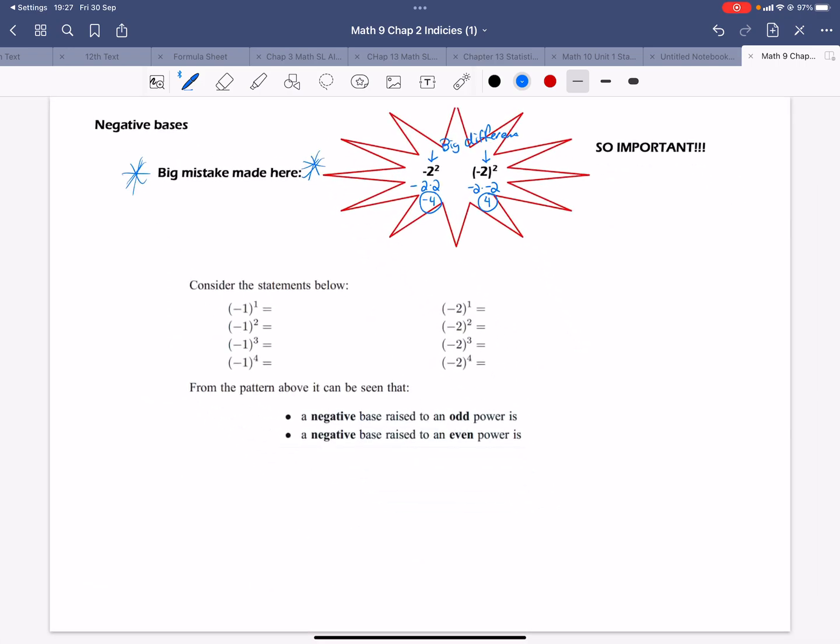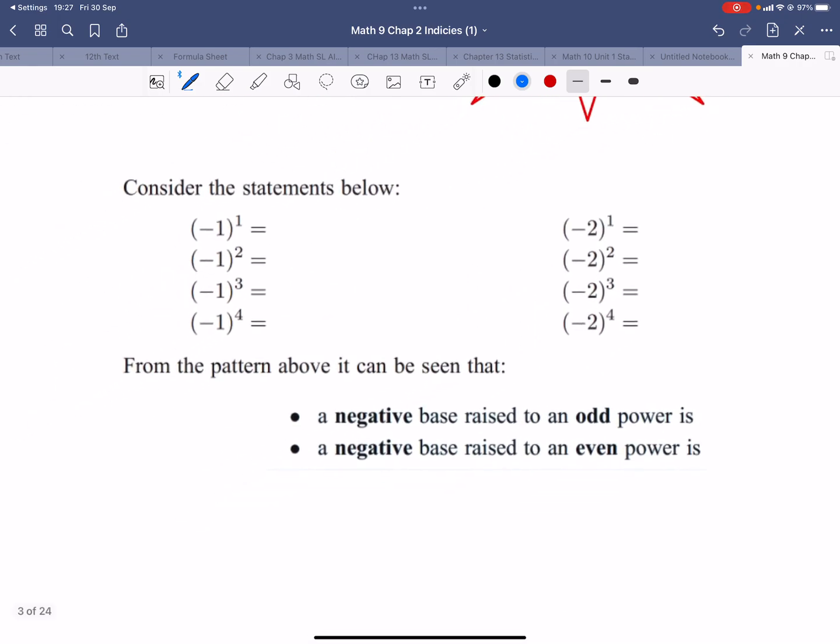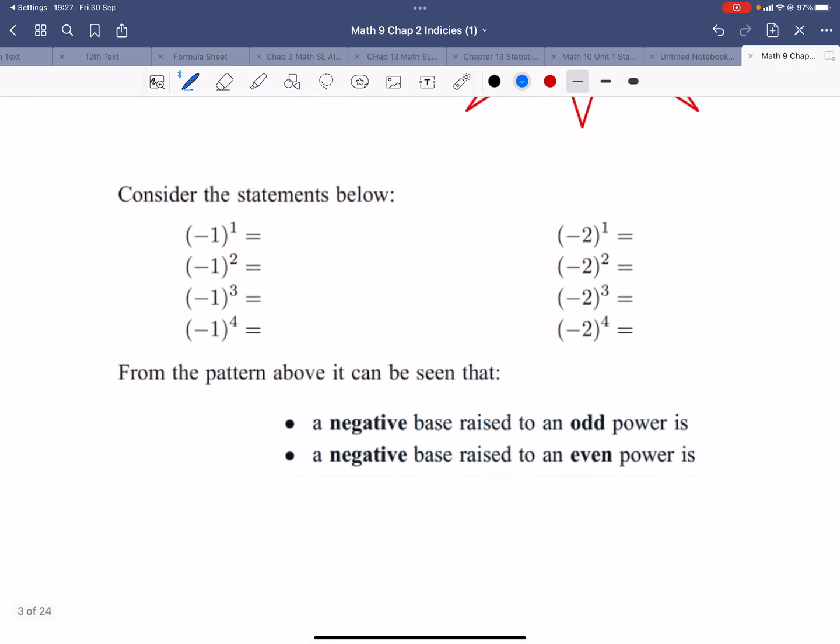So if it is inside the brackets, the negative squared will become a positive. If it's outside of the brackets, it just stays negative. All right, so consider the statements below. Negative 1 to the 1 means negative 1. Negative 1 squared means negative 1 times negative 1.